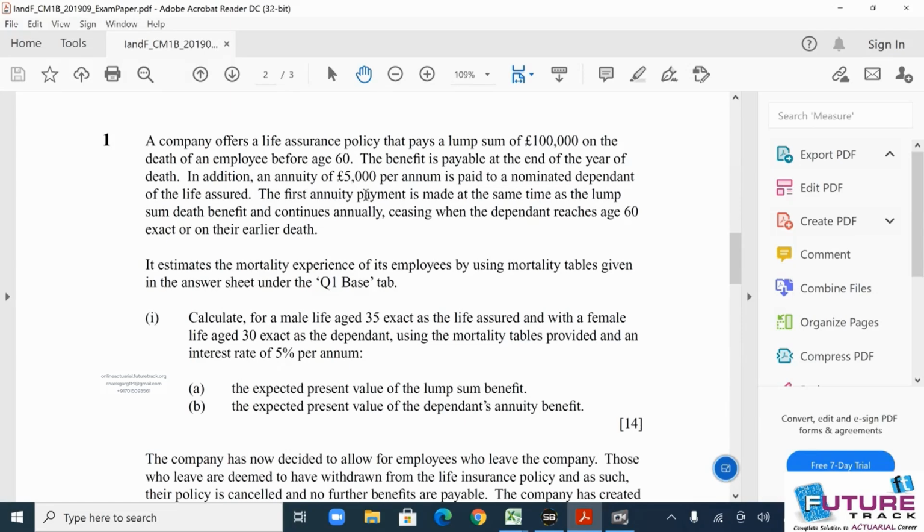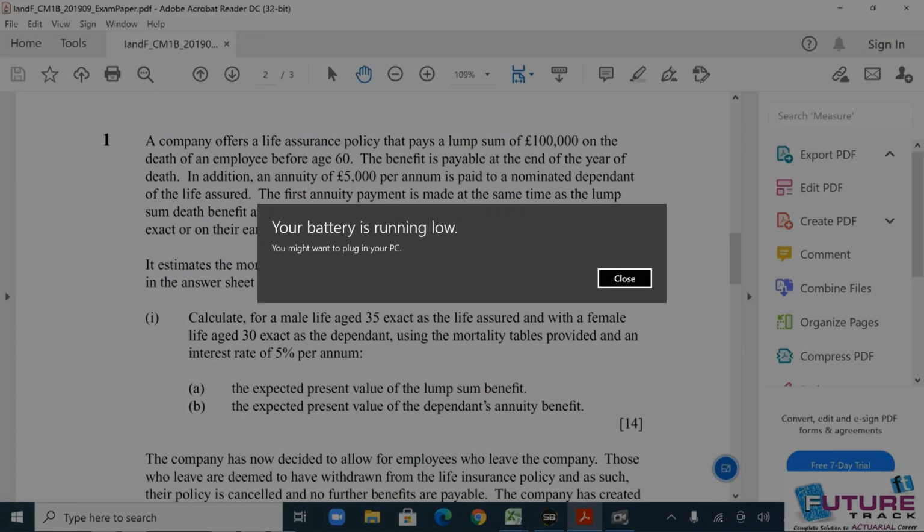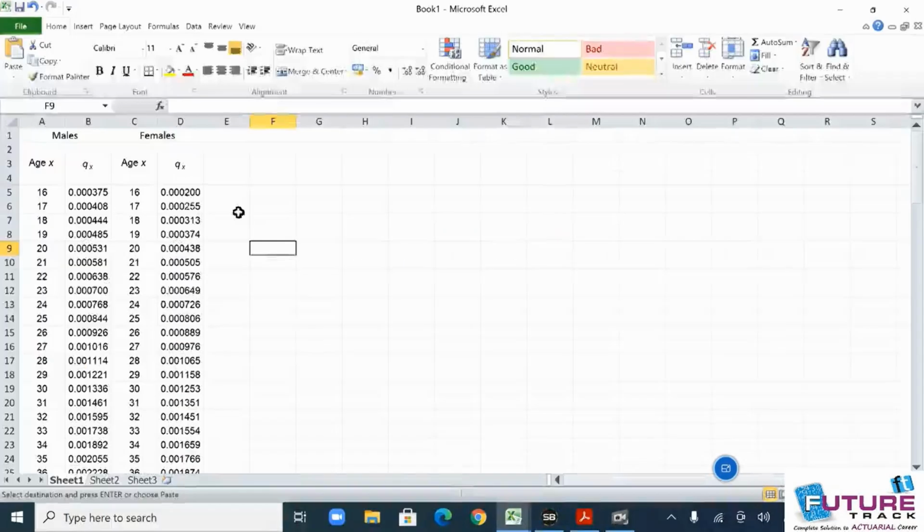In addition, an annuity of 5,000 per annum is paid to the nominated dependent of the life assured. The first annuity payment is made at the same time as the lump sum death benefit and continues annually, ceasing when the dependent reaches age 60. Right? So it estimates the mortality experience of its employees by using the table we are given. Let me show you the table.